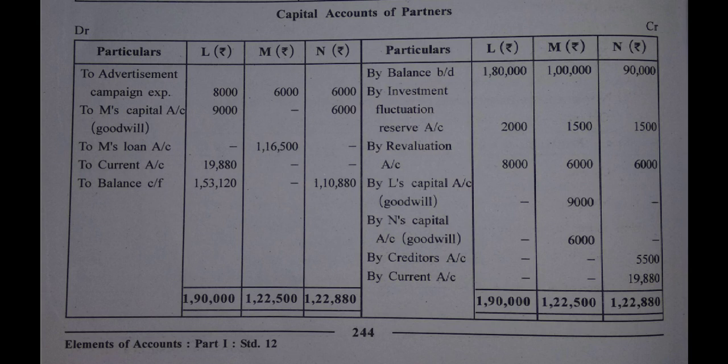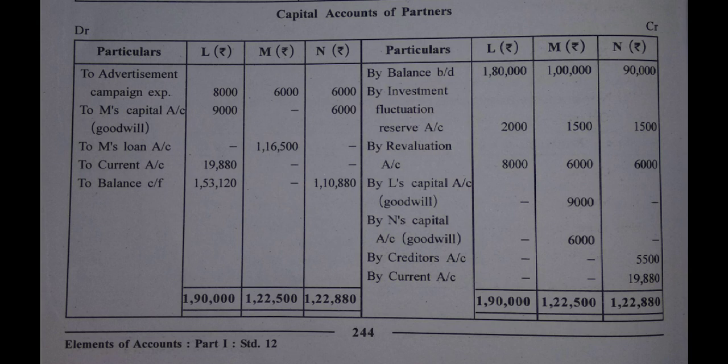So here is the step to total partners' capital accounts. And while totaling these accounts, the total for the column of retiring partner is to be done very first. So the retiring partner here is M. The total of credit side of M's column is higher. 1 lakh plus 1,500 plus 6,000, 9,000 and 6,000 again. So the total is 1,22,500.